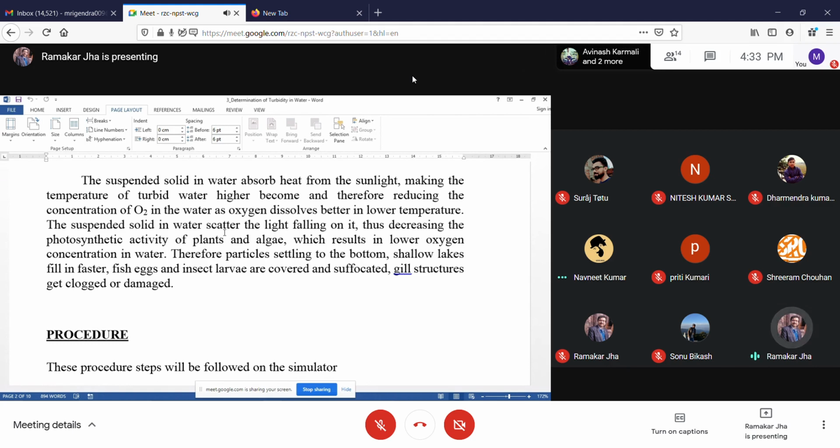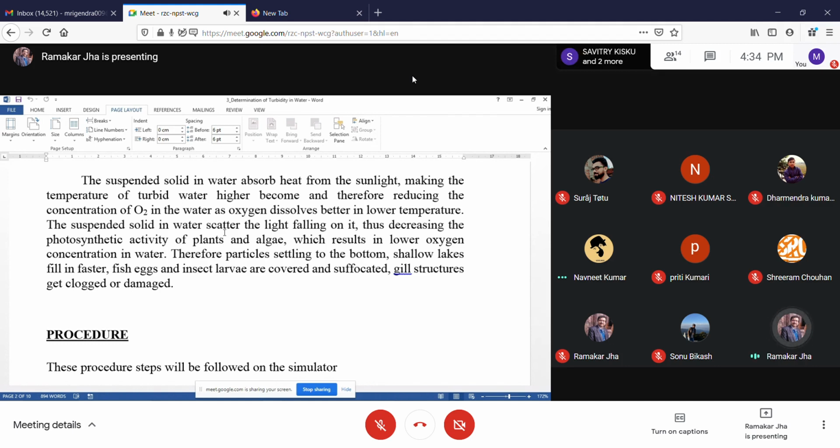So the concentration of O2 in the water: oxygen dissolves better at lower temperature. So the lower the temperature, the better the DO values. The higher the temperature of water, the less the DO. हमने आपको एग्जांपल दिया था अभी, ठीक है, चाय बनाने वाला. When we make a cup of tea, then water is heated and oxygen is less.